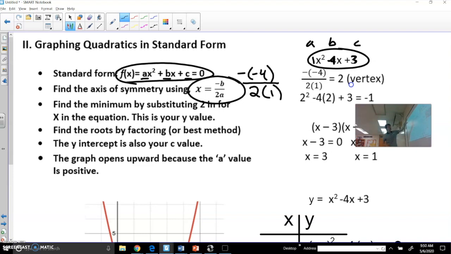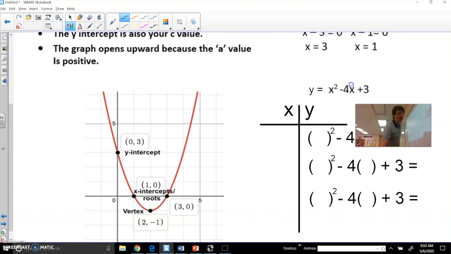And so when you calculate negative 4, that really comes out to be positive 4. And you're dividing 2 times 1, which is 2. And so that's why we're going to say that the vertex has to start when the x value is 2. And so we kind of have that graph here.